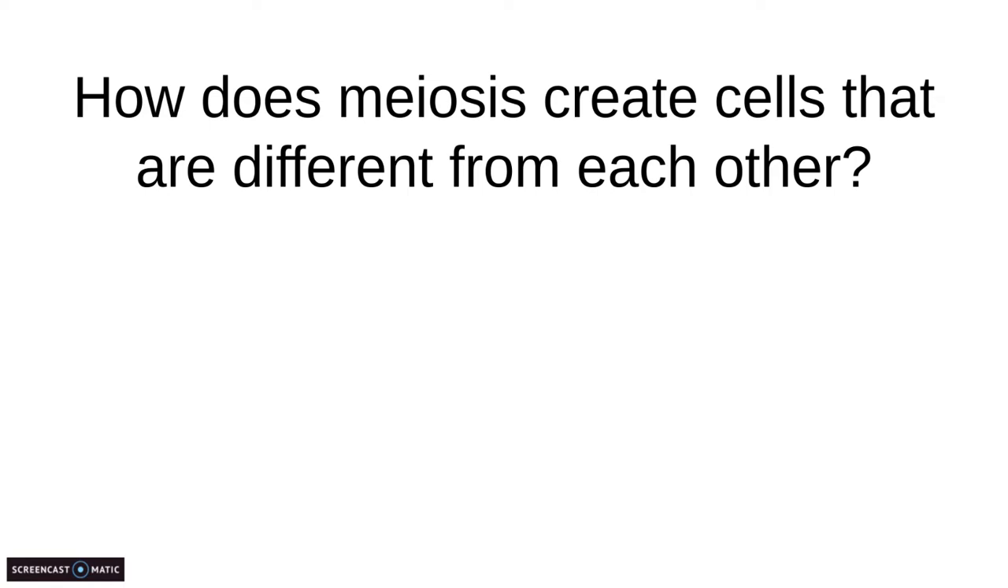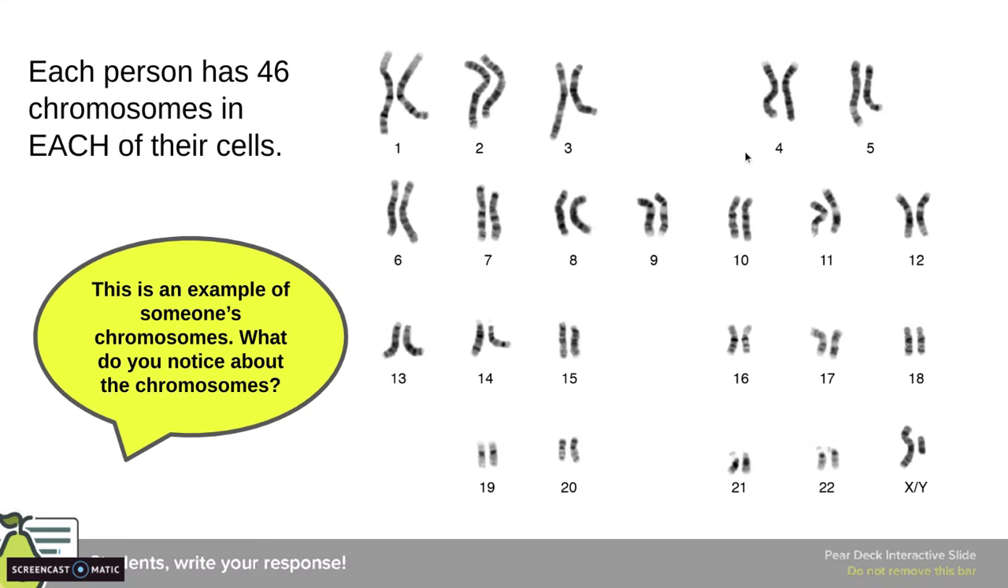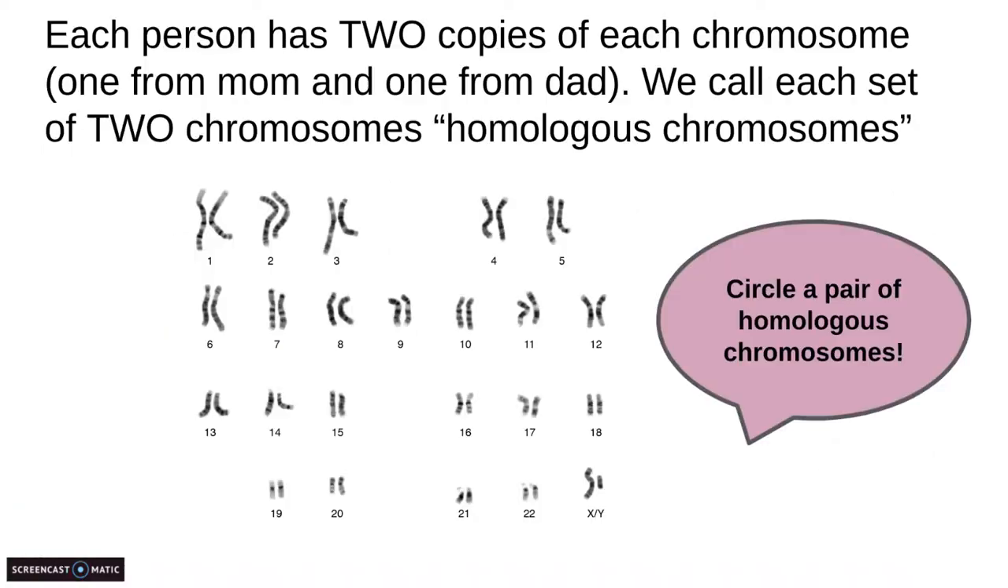Well, there's a few things that happen in meiosis that don't actually happen in mitosis, and that's what we're going to talk about. The first thing is that each person has 46 chromosomes. They have a pair, one from mom, one from dad, one from mom, one from dad. And this is in every single one of their cells. These are called homologous chromosomes.